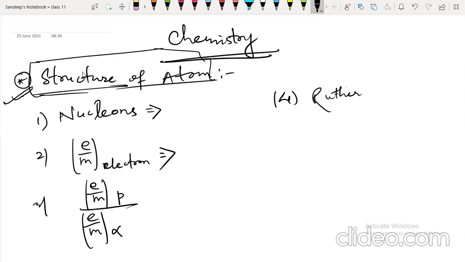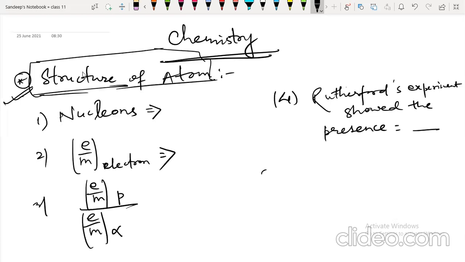Rutherford's experiment showed the presence of. Tell me. Of fifth.